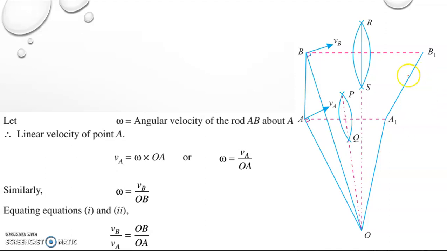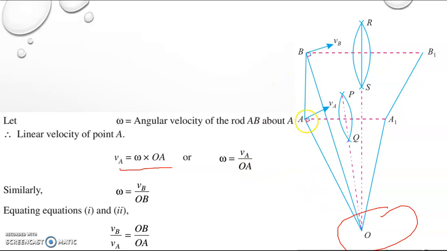Similarly, we have a link AB, and its initial position is A and B, and its final position is marked A1 B1. So we'll be marking the instantaneous center O. We want to know the velocity of point A. Point A's velocity can be calculated with omega into OA. So we will be writing the velocity of point A is omega into OA, where omega is the angular velocity of the body which is rotating about the center O. We already calculated the instantaneous center O.